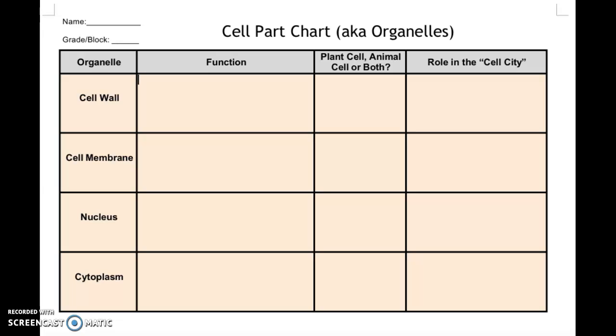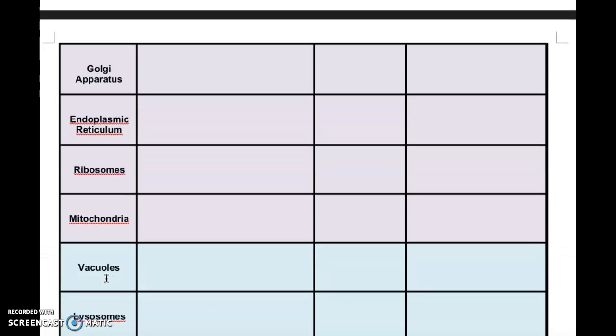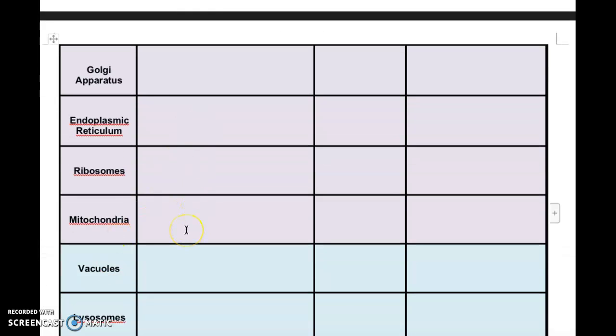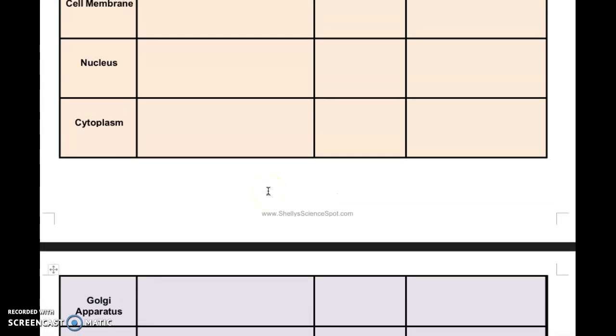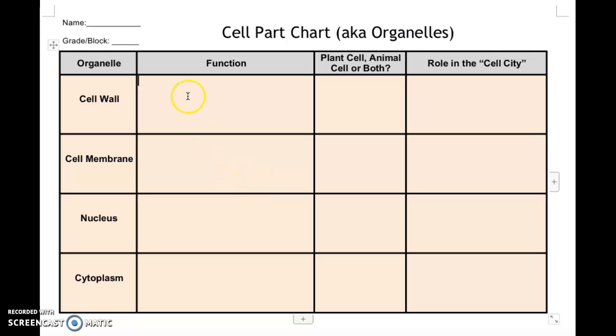Now for this week, we have a guided practice activity, which is going to be a single document. What we're going to do is look at 4 cell organelles at a time. I have color coded them. Today on Monday, we will look at these 4 that are in orange. Tuesday, we will look at the purple ones, and on Wednesday, we will look at the blue ones. So let's go back to the first ones that we are going to look at.